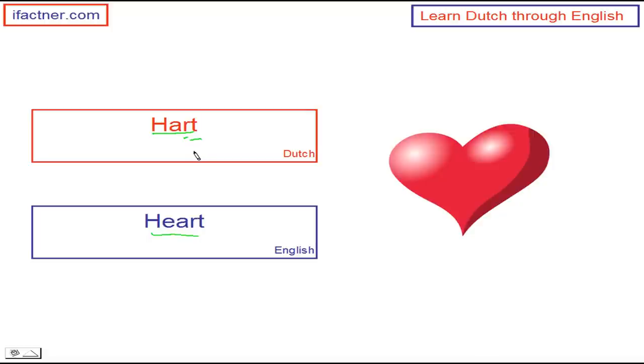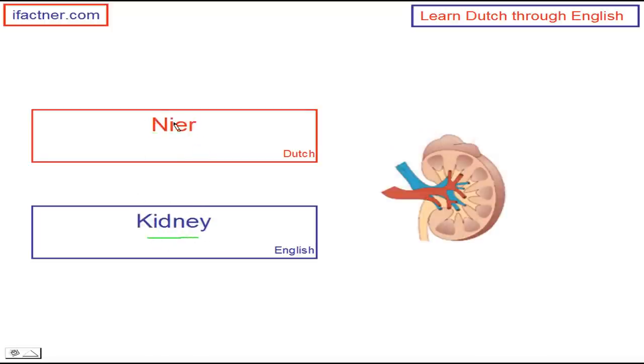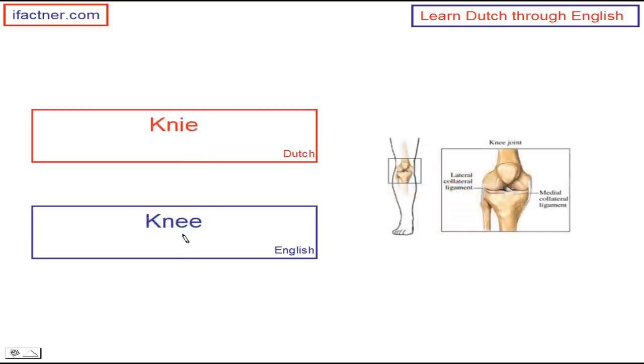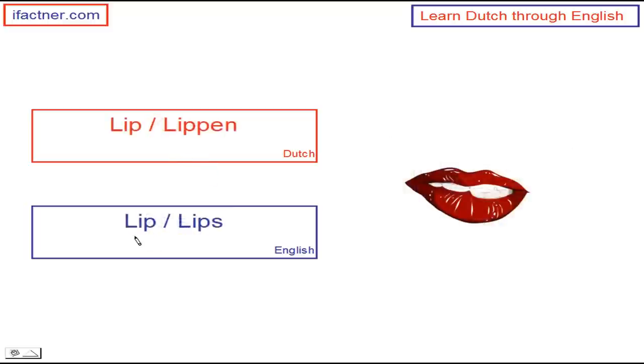Kidney, nier. N, I, E, R, nier. Knee is knie. In Dutch we pronounce the K, K, N, I, E, knie. Lip is lip, and lips are called lippen. L, I, P, P, E, N, lippen.